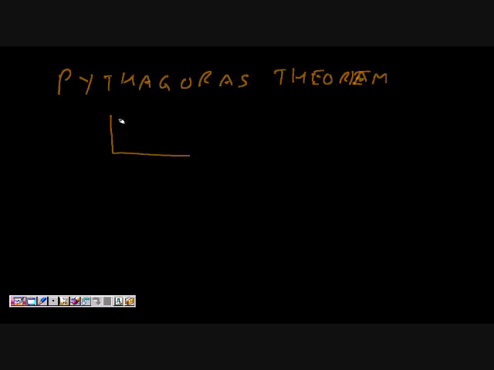we mean that one of the angles of the triangle is 90 degrees. So this is the 90 degrees angle, and suppose this is the base B and this is height A and this is the hypotenuse. So the side opposite the 90 degrees angle is called the hypotenuse. And this is the base and this is the height.